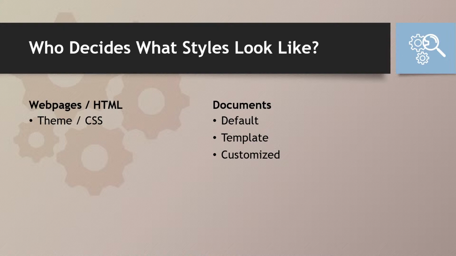When working in a learning management system, the visual look is often a combination of the underlying system and the institution's branding, including colors, fonts, and logos.